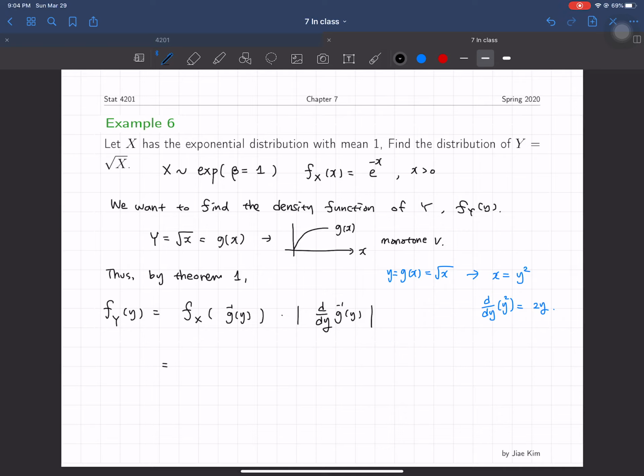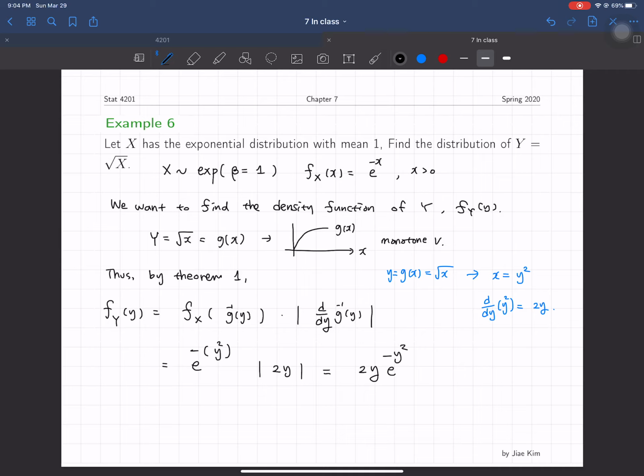Okay, so time to dig in. Our density function of x is e to the minus x, but instead of x, we are going to replace it by the inverse of g, which is y squared, and multiply by the absolute value of 2y. If you just clean it up, we get 2y e to the minus y squared.